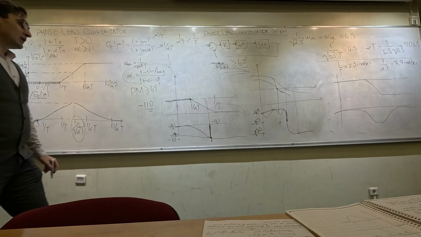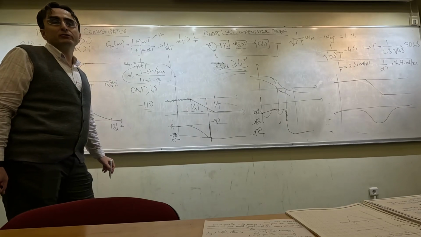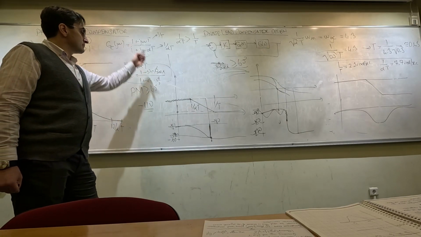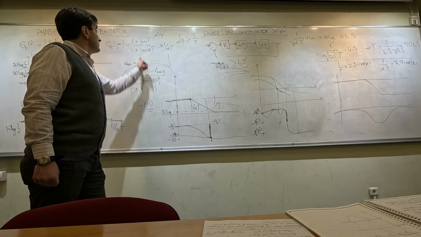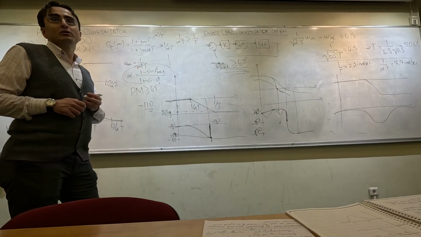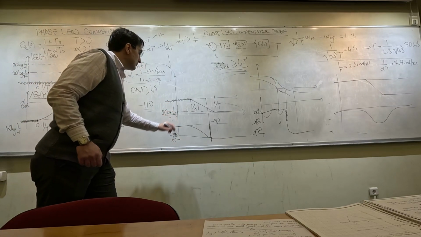Okay? And then what is going to be this minimum magnitude value here? What do you think it's going to be? 20 log what? Let omega go to infinity. It is 1 over alpha.